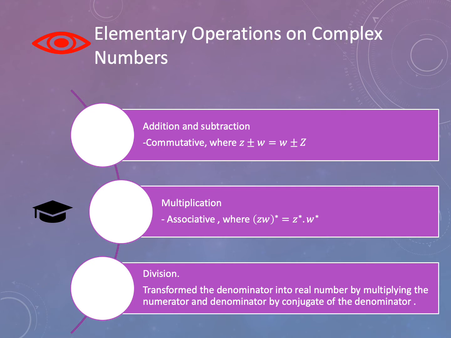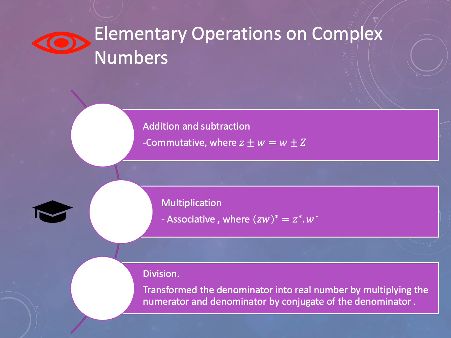We just do as the operation of polynomials, adding the like terms. To add and subtract two complex numbers, we just add or subtract the real parts to form the real part, and add or subtract the imaginary parts to form the imaginary part. Addition and subtraction are commutative, where z plus minus w equal to w plus minus z.